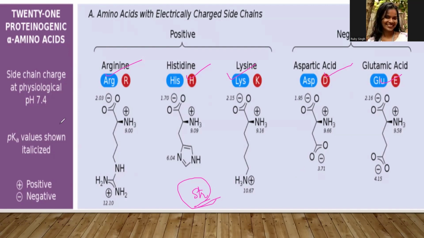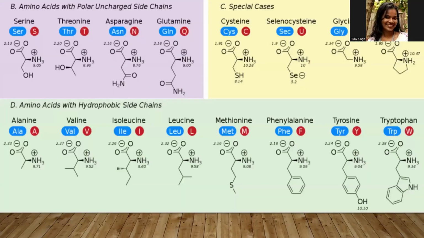Then we have the amino acids with polar uncharged side chains: serine, threonine, asparagine, and glutamine. We have other amino acids like cysteine, selenocysteine, glycine, and proline, and the hydrophobic side chains. This is really very important to understand and remember: alanine, valine, isoleucine, leucine, methionine, phenylalanine, tyrosine, and tryptophan. These three are also your aromatic amino acids.